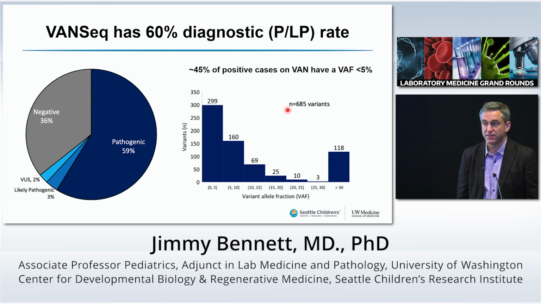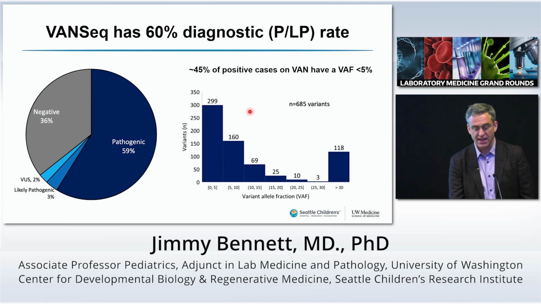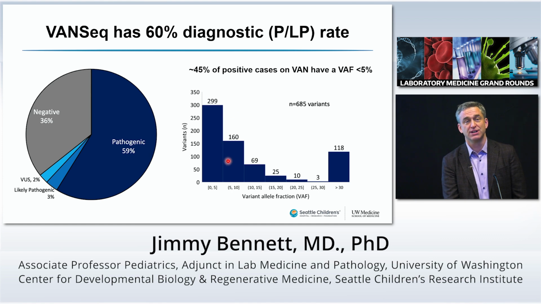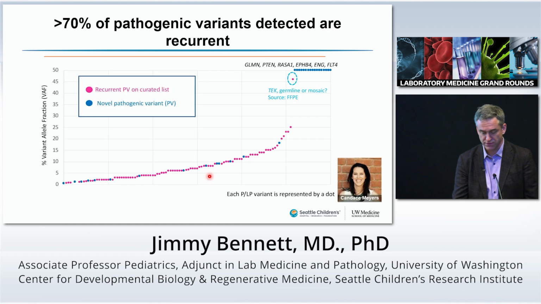So, just to show you some of the results of VANSeq. We have a pretty good diagnostic rate. 60% of the cases have a pathogenic or likely pathogenic variant, but with a very low VUS rate, only 2%. And here you can see about 45% of the positive cases have a variant allele fraction of less than 5%. So this is showing all the pathogenic or likely pathogenic variants that have been reported. You can see these are the ones that have variant allele fractions between 0 and 5%, 5 to 10, etc. And you can see the vast majority, or almost 50%, have a variant allele fraction of less than 5%. And these are diagnoses that are helping these kids become eligible for medications.